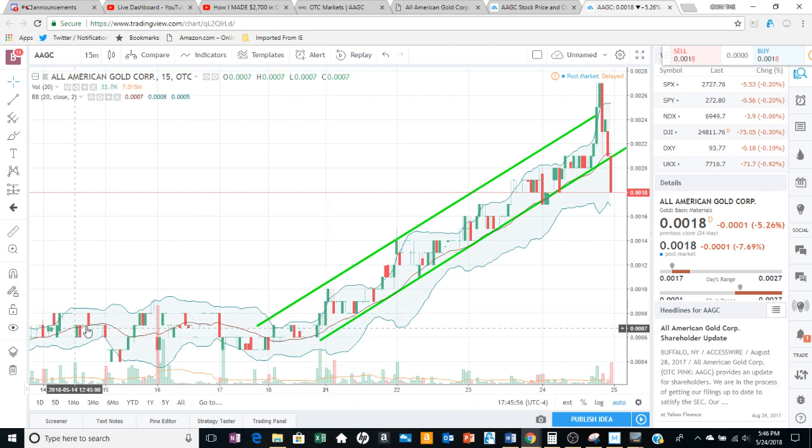So if you see how this looked like it was probably in some sort of accumulation pattern here, but when I got to this stage in the game, I actually got into this at 0009 up here because I started to notice that this ascending channel was forming, and it's a pretty beautiful channel if you ask me.